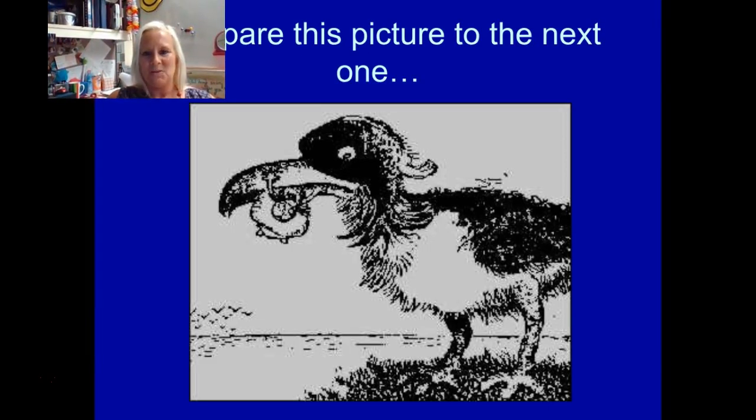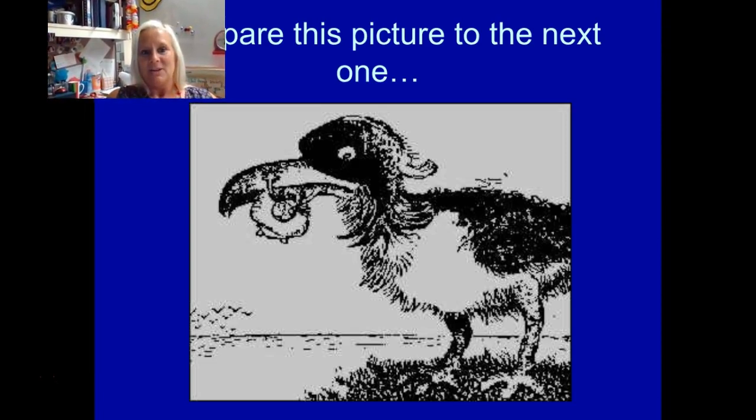Compare this picture to the next one. Kind of an interesting pencil drawing. I would love to see if any of you guys are artists. It would be super cool to see if you could actually make a drawing like this. Challenge put forth by Mrs. Learned.